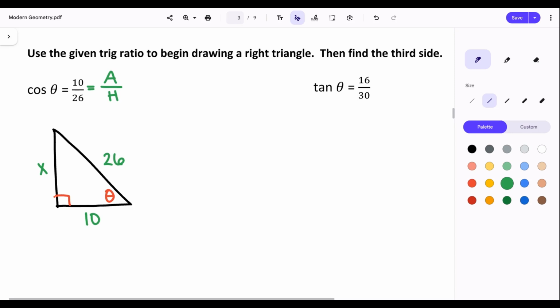What's something that we've learned in the past that we can use to help us find the third side? Yeah, we could use Pythagorean's theorem, a squared plus b squared equals c squared. Okay, so let's set it up. What would go in for your a and your b? Good, the x and the 10. So x squared plus 10 squared equals 26 squared. Good. Now we just need to solve this. What's 10 squared? Good, 100. And 26 squared?